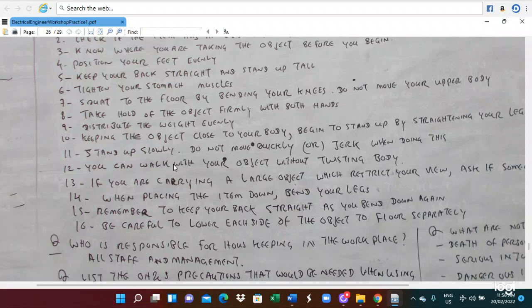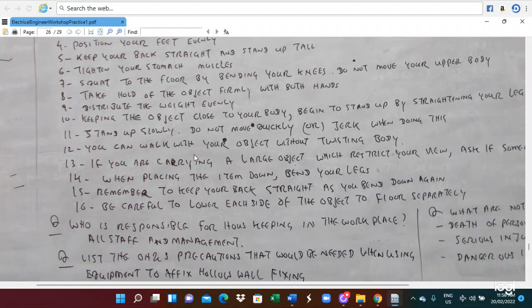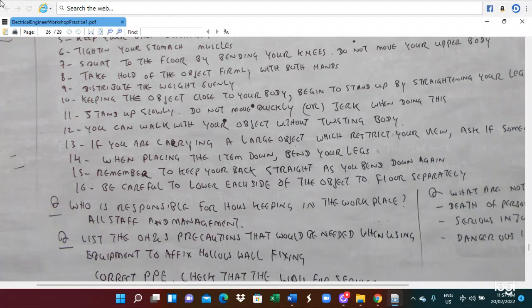If you are carrying a large object which restricts your view, ask someone to assist and guide you. When placing the item down, bend your legs, and remember to keep your back straight as you bend down again, and be careful to lower the object evenly.